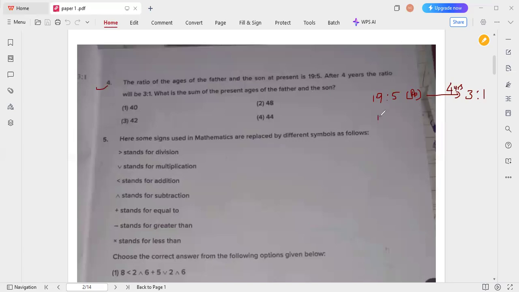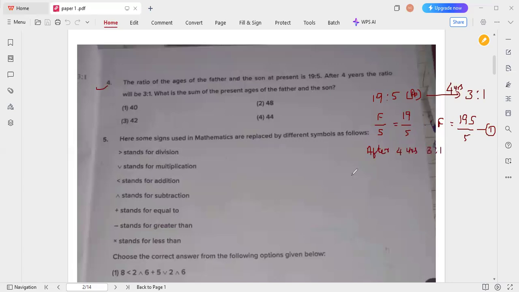So let me take this ratio as F divided by S, that is the father and son ratio, which is 19:5, that is 19 divided by 5. Therefore F is equal to 19S divided by 5, just cross multiply. This is equation 1. So now after 4 years, what is the ratio? That is 3:1.